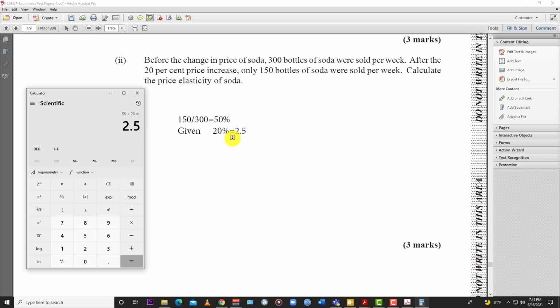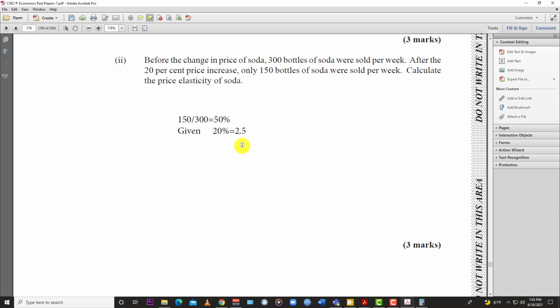So 2.5 is the coefficient. Because it's larger than 1, a lot larger than 1, we know that the soda is very elastic. That's the elasticity of the soda. For every percentage change in price, there's a change in demand of 2.5%. We got that. All right, so that's the answer for that one. Moving on to the next one.